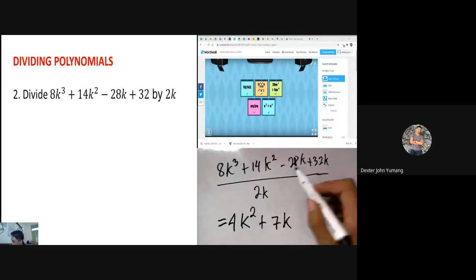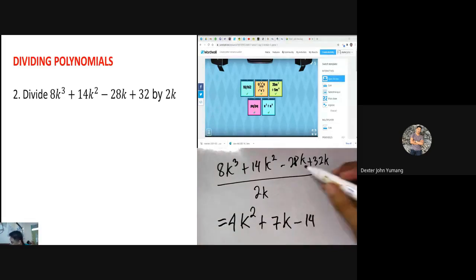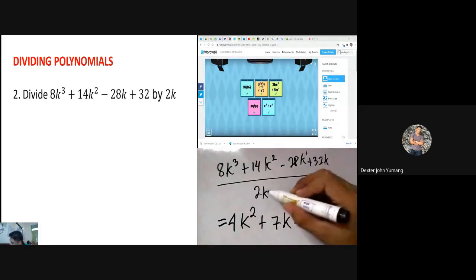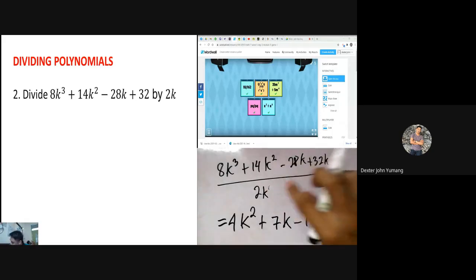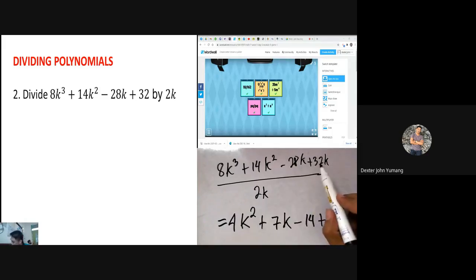Next, 28 divided by 2, that is 14. Kaso lang, negative po dito, positive naman dito. Magkaiba sila ng sign, so therefore, negative din ilalagay natin. K invisible 1, K invisible 1. 1 minus 1, magiging 0 na siya. Pag 0, hindi na po kailangang isulat. Plus 2K, 32 divided by 2, that is 16, right? So, 16, then K, tapos K dyan, magiging invisible 1, 0. So, hindi na po isulat yung K.